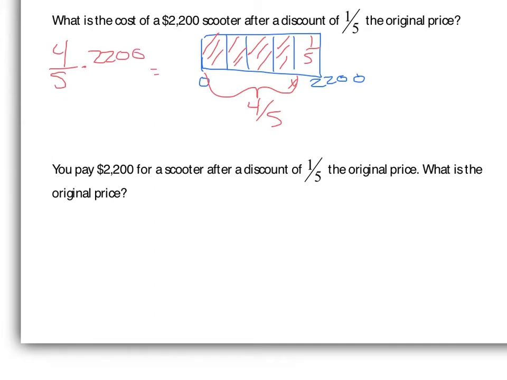So again, looking at the language there, we want to make sure that we have the language correct, so that we know that this is the original price. It tells us that it is a $2,200 scooter, and we want to know the cost after the discount on the original price. Okay? So looking at the next one, the next one says, what is the original price? That should ring some bells in our head that we are not given the original price. So go ahead and set this one up visually.